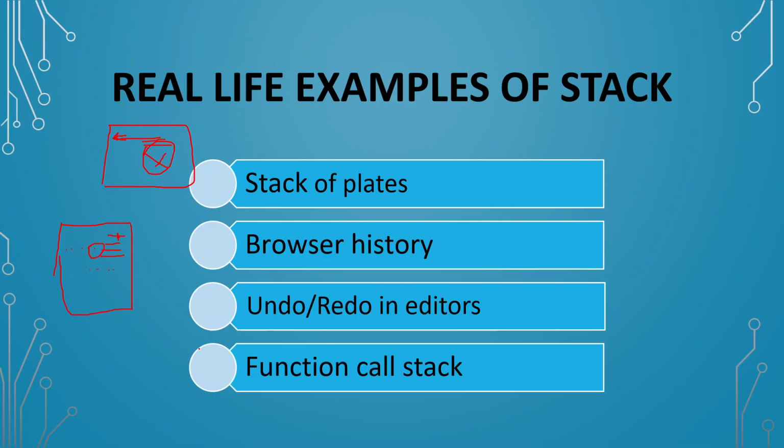Function call stack. Now, when a function calls another function, suppose here the F1 function calls the F2 function. The last called function will be executed first and returned first. The value of F2 will be given to F1, and after that F1 will be performed. This is why it is called the call stack.